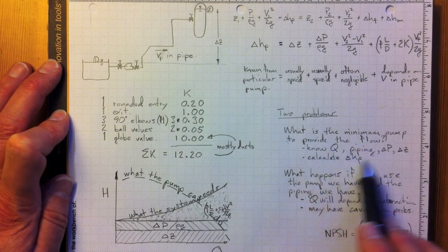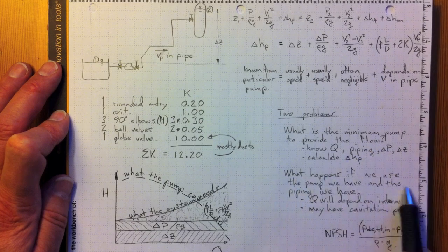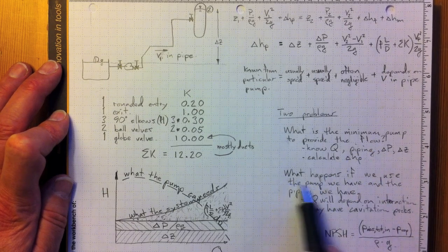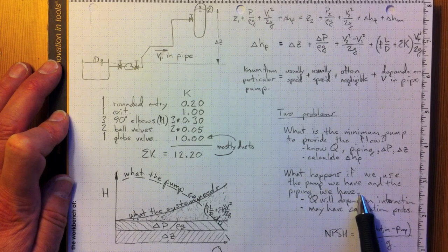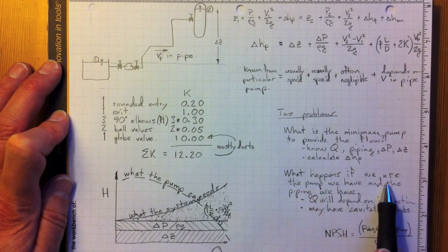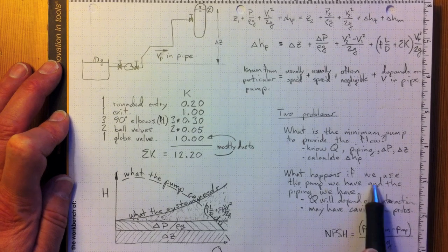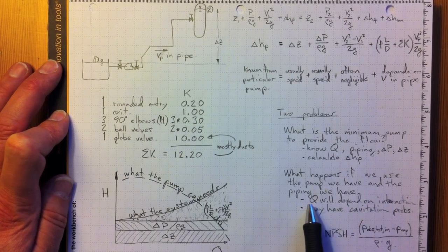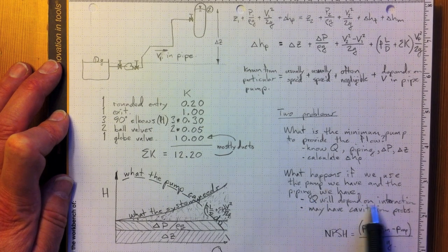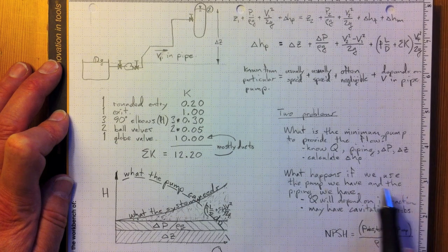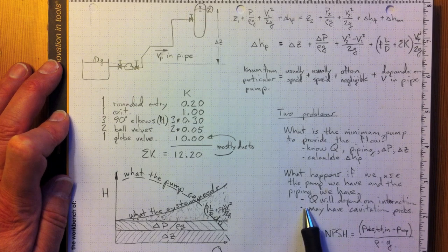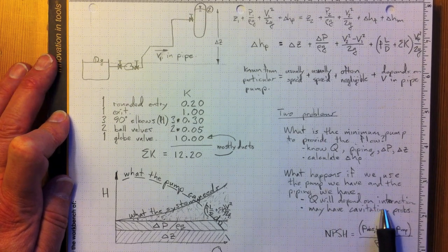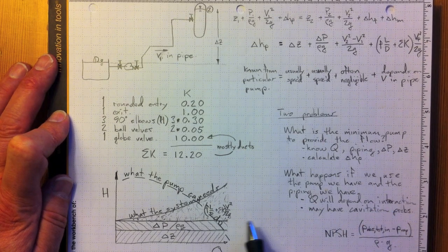The next question is, after we've decided on which pump we want to buy, or which pump we already have, and the piping we already have, what happens if we turn it on and measure the results? And the flow rate will depend on the interaction between the pump and the piping system. And we may have cavitation problems, and I'll talk about that in a moment.